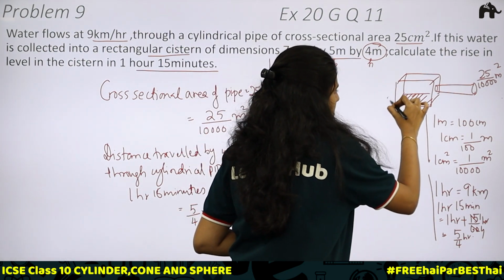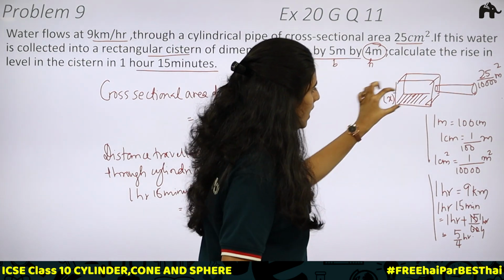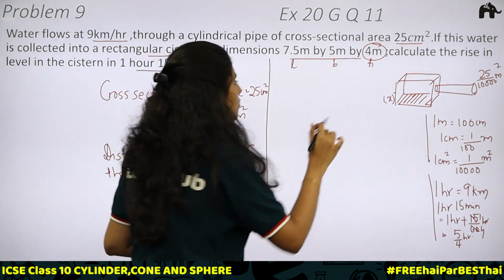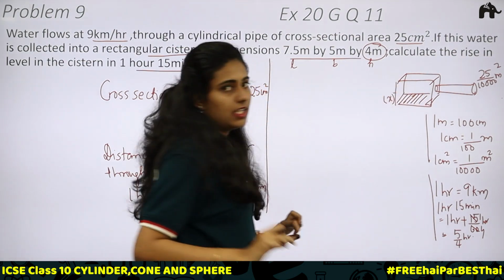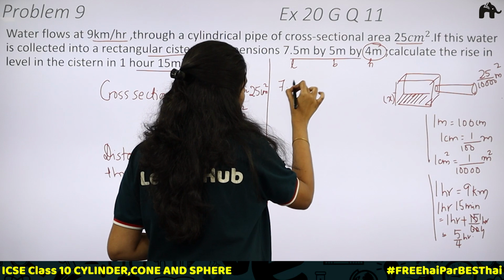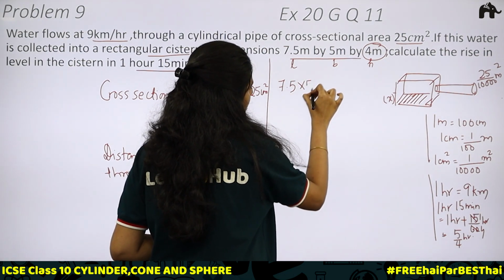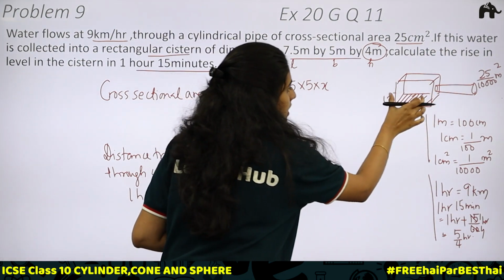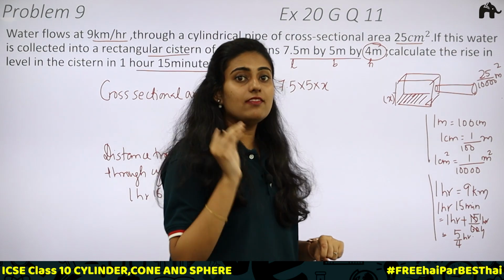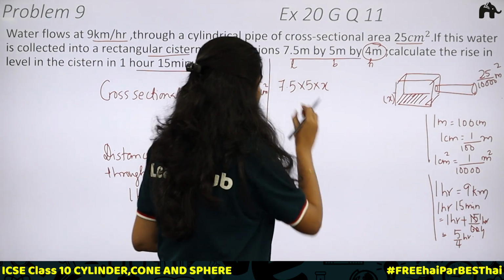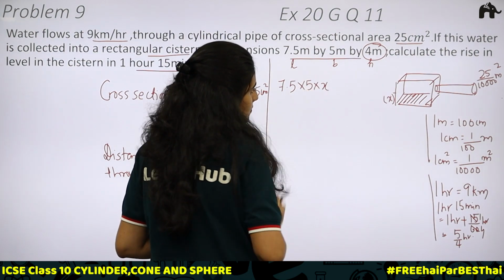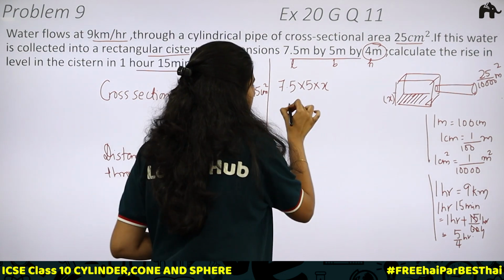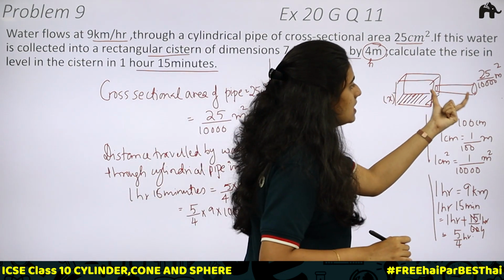We have to find the raise in height. Let us take it as some x. Up to x the water gets filled in 1 hour 15 minutes. Then what is the volume? The volume will be equal to 7.5 into 5 into x. This is a cuboidal shape, and in a cuboid we have length into breadth into height as the volume. Here the length is 7.5, the breadth is 5 and the height we have taken as x. x is the raise of water. That will be equal to the volume of the cylindrical pipe.